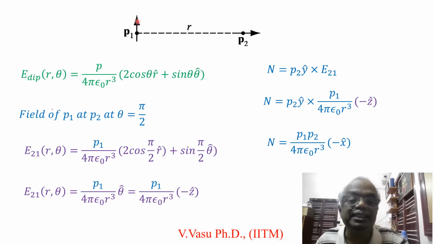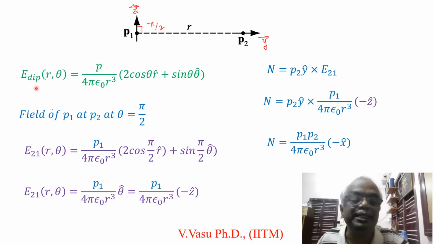Now the next case is we have to find the field of P1, this dipole moment, at P2. At P2, the theta is pi by 2. See, P1 is here, and the theta is 90 degrees here, because P1 is along the z direction and the point P2 is along the y direction. So this angle is pi by 2.